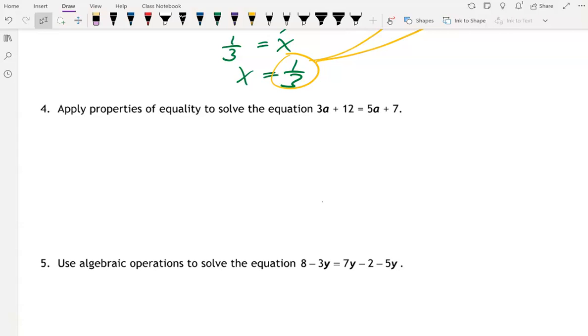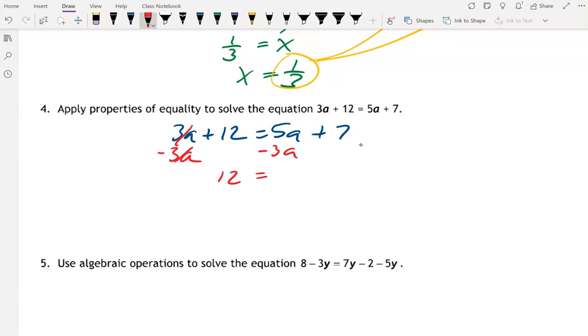Our next one here is 3a plus 12 equals 5a plus 7. Okay? 3a plus 12 equals 5a plus 7. Okay, remember, first step, get all the variables from one side to the other. I'm going to subtract the smaller one from both sides, the 3a, so that I get a positive variable on the other side. When I do that, I get 12 equals 5a minus 3a is 2a plus 7.